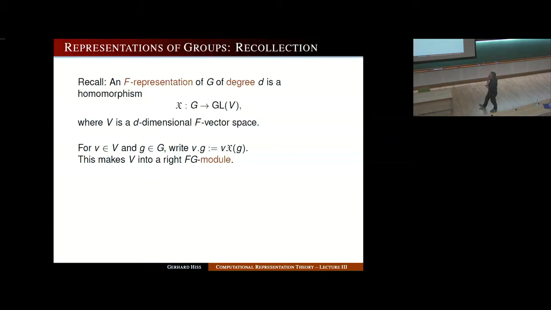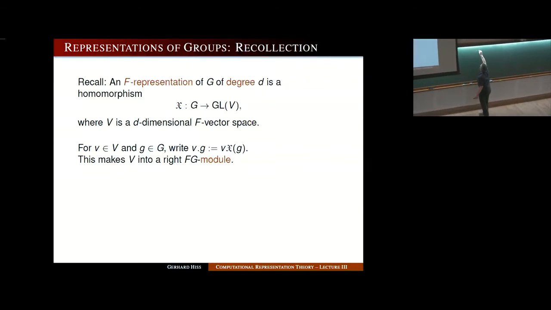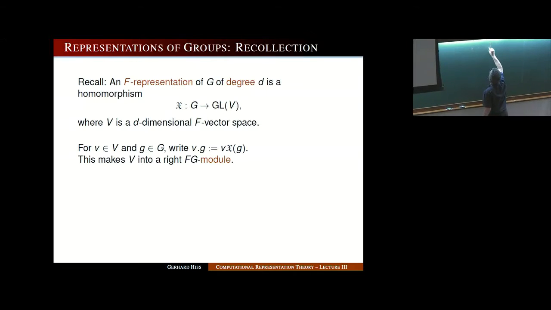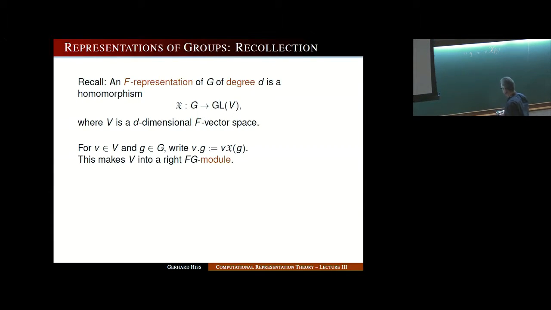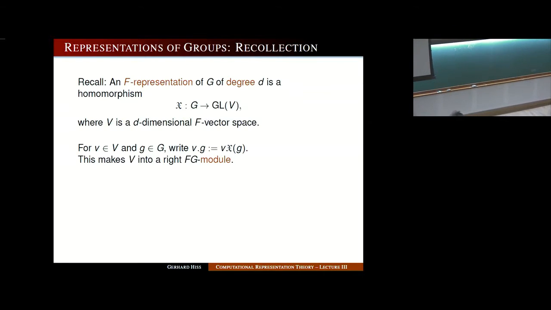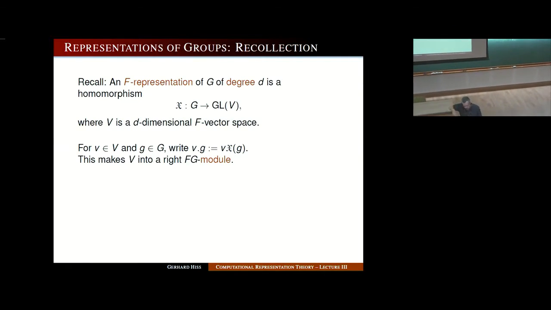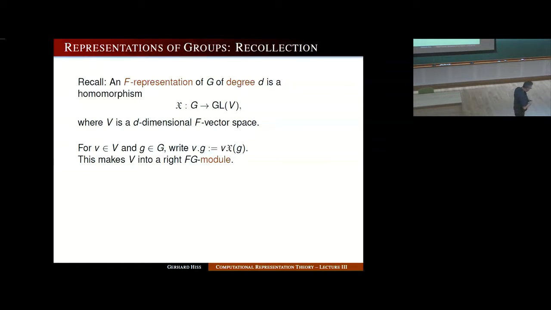An F representation, as you recall, is a group homomorphism from G into GL(V). And we want to make an FG module out of this representation. And this is just by forgetting about all these symbols used to write down the representation. So we just write v.g for the vector obtained by applying the automorphism of g to the vector v. So this is just an abbreviation of language, but this makes V into a right FG module. So an FG module is just a finite dimensional vector space with a G action, a linear G action, okay?